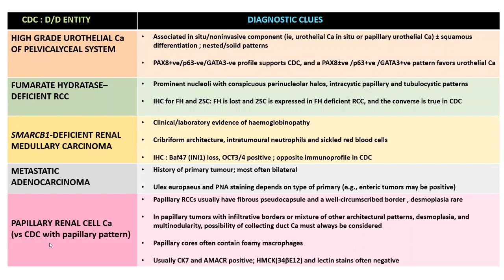And rarely, if you have a collecting duct carcinoma with a papillary pattern, you can have a differential diagnosis of a papillary renal cell carcinoma, what we used to call papillary RCC of the type 2. Okay, but papillary RCCs are usually very well circumscribed tumors with a pseudocapsule around them. Desmoplasia is usually not seen in the case of papillary renal cell carcinoma.